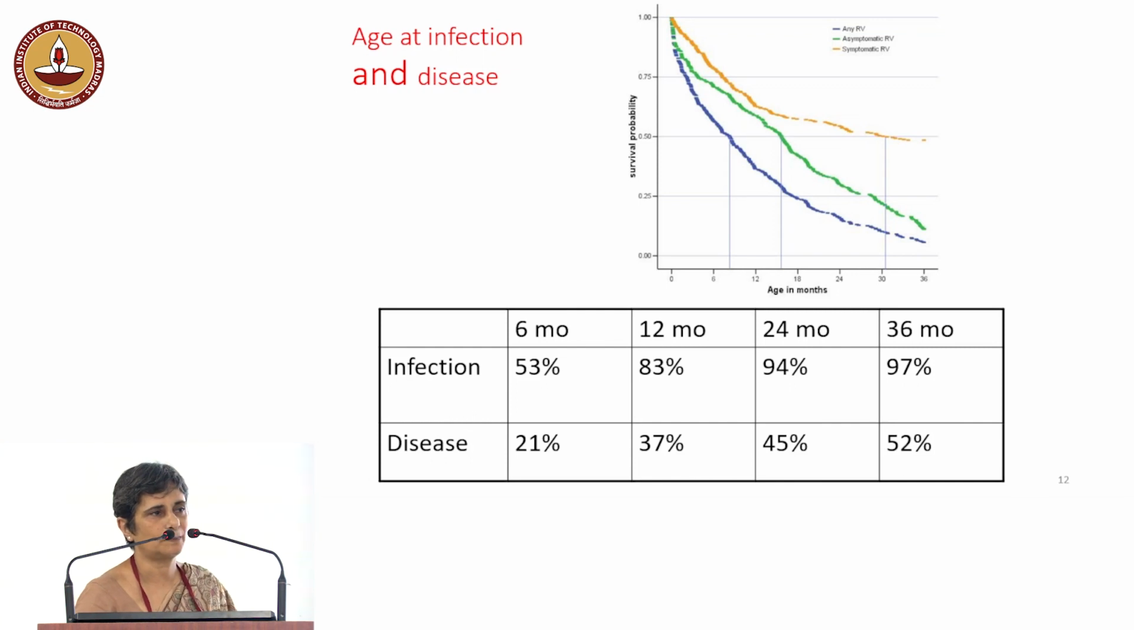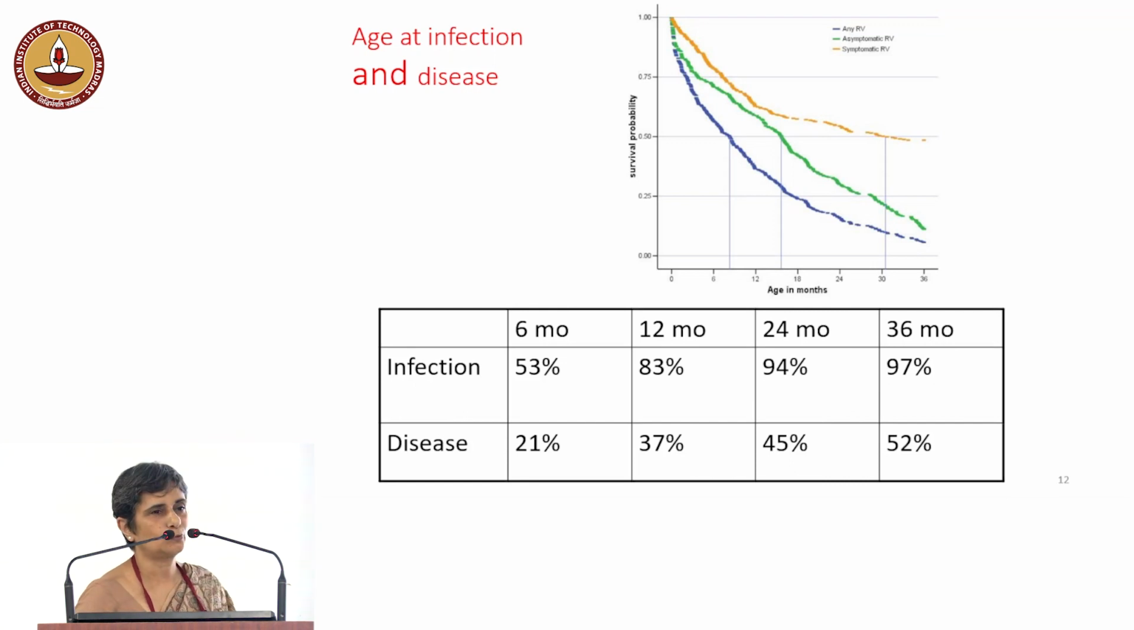In the first 6 months, children are generally breastfed, so you expect to have some protection from infection and illness. But in our cohort, half the children were already infected by the time they were 6 months old, and about one-fifth of the children had had disease by that time.